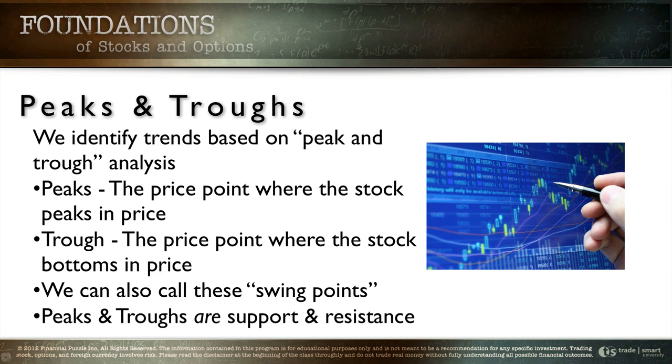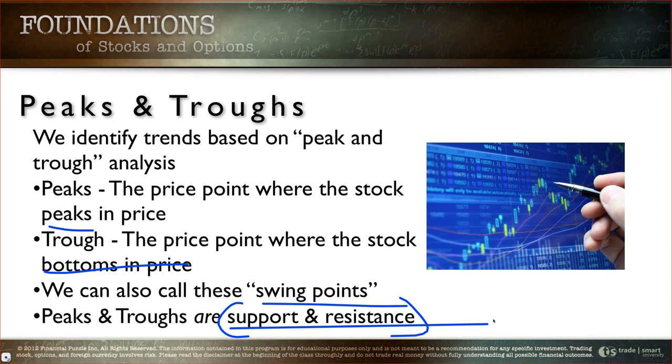Sometimes you'll hear us refer to them as peak and valley. Same thing. A peak is the price point where the stock peaks in price. It's very simple. The trough or the valley is the price point where the stock bottoms out. You've heard me refer to these as swing points. You've also heard, more commonly, I call them support and resistance. That's because any peak or any trough or valley is a single instance of a support or resistance. And whenever I taught you to draw support and resistance, what did I do? I said, go to the turning points.